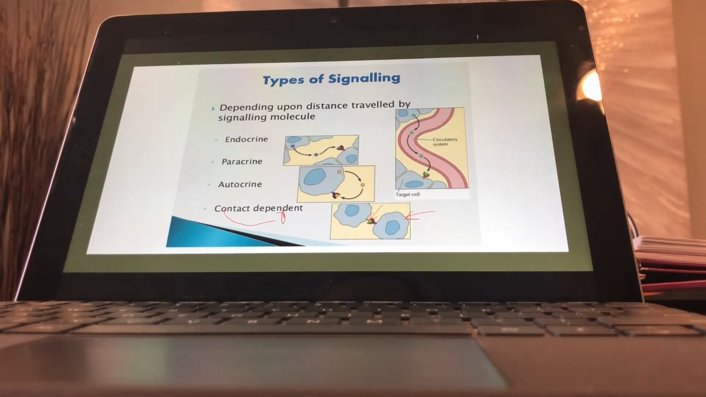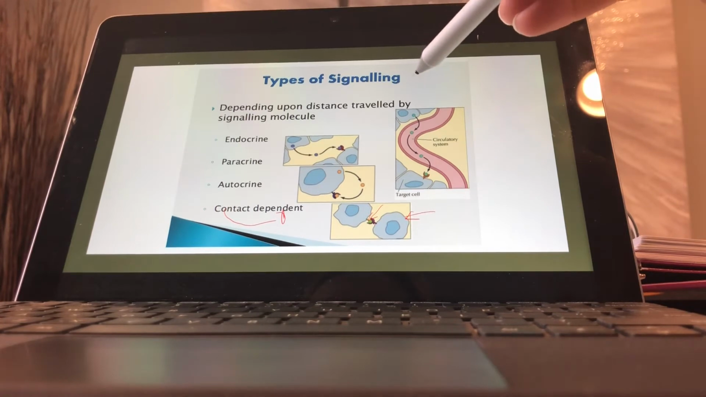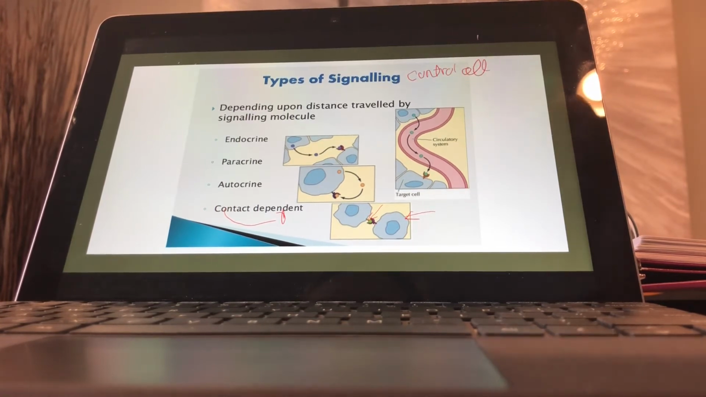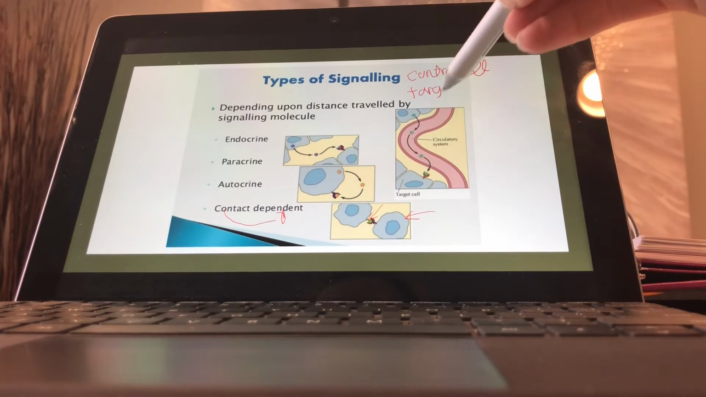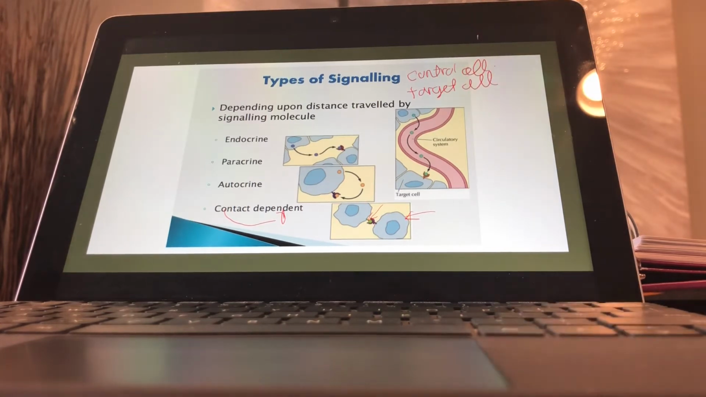Basically, the fundamentals of this is you are going to have a control cell. And the control cell's responsibility is to actually send the message. And then you're going to have a target cell. And what the target cell does is it's going to receive that message and then perform a certain task.